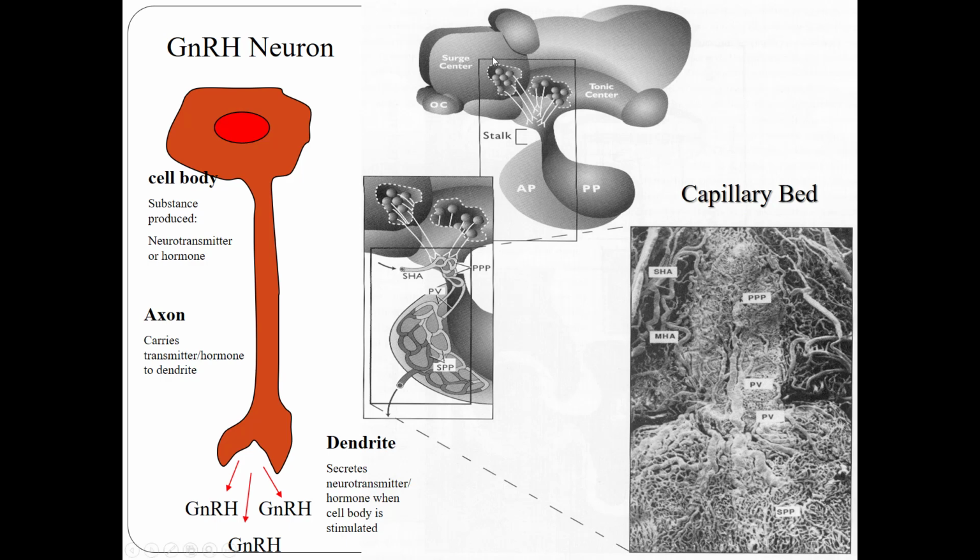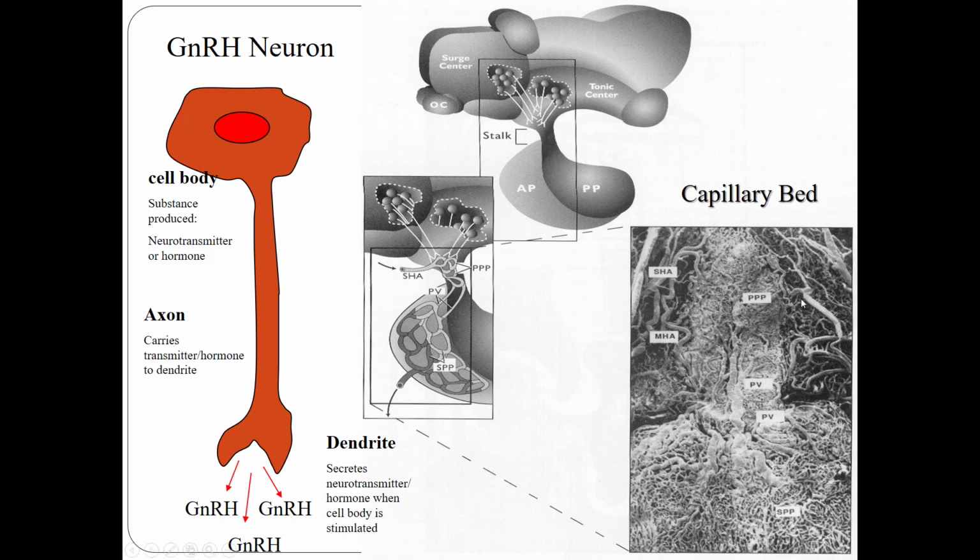Directly underneath the hypothalamus is the pituitary gland. The pituitary gland is made up of the anterior lobe and the posterior lobe. Just keep in mind that those two lobes are from different origins. The anterior pituitary develops from the roof of the mouth, and the posterior pituitary develops from the hypothalamus, and they join together during the embryogenesis process.